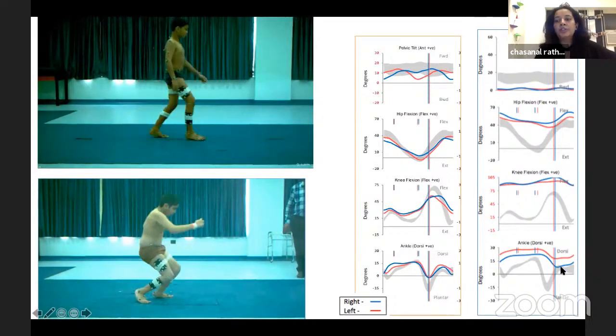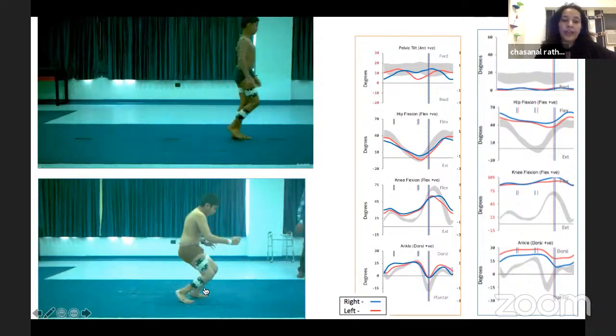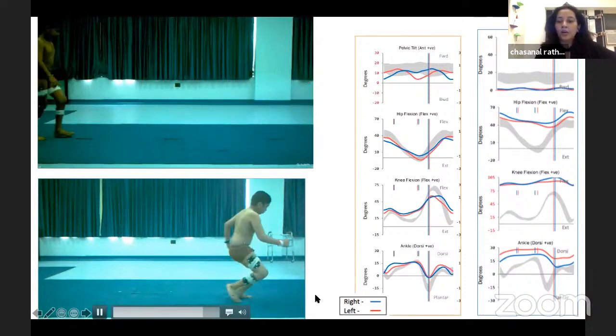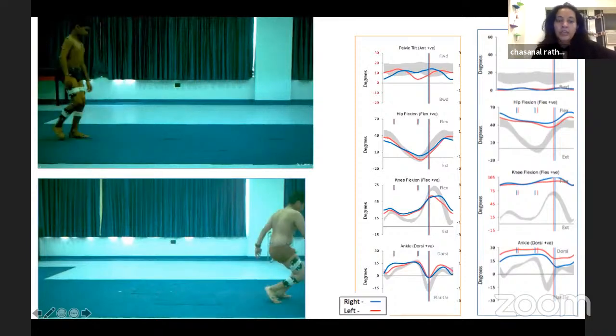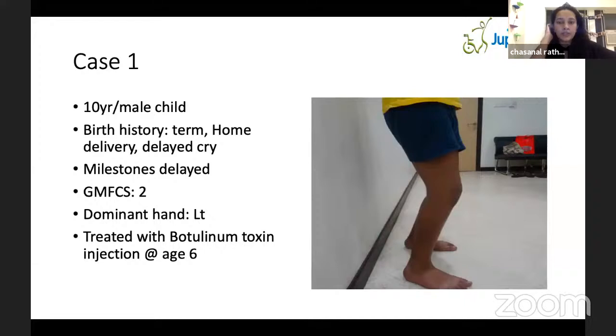His ankles are showing dorsiflexion. If we actually look here, or maybe we discuss this later. Yeah, so let's focus on the knee here. Both of these kids, like I said, we could probably make a plan of doing a hamstring lengthening.